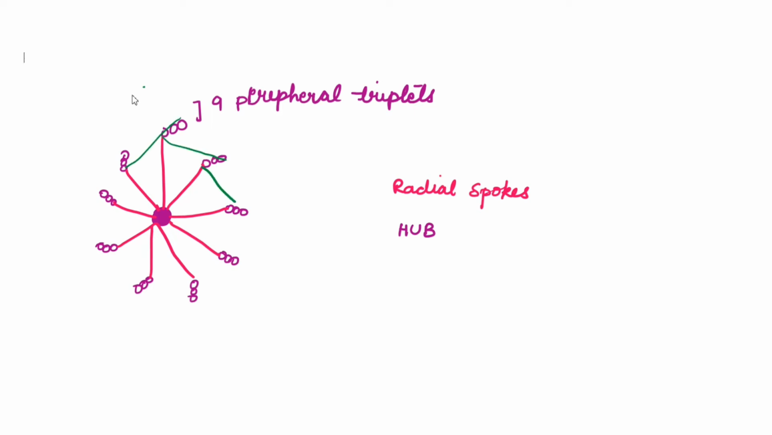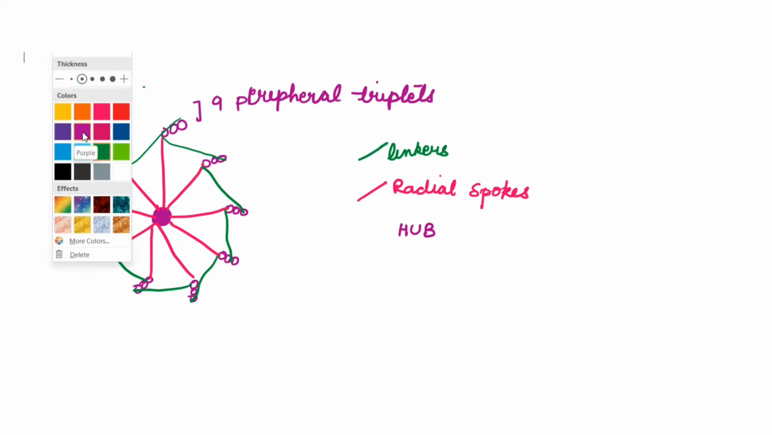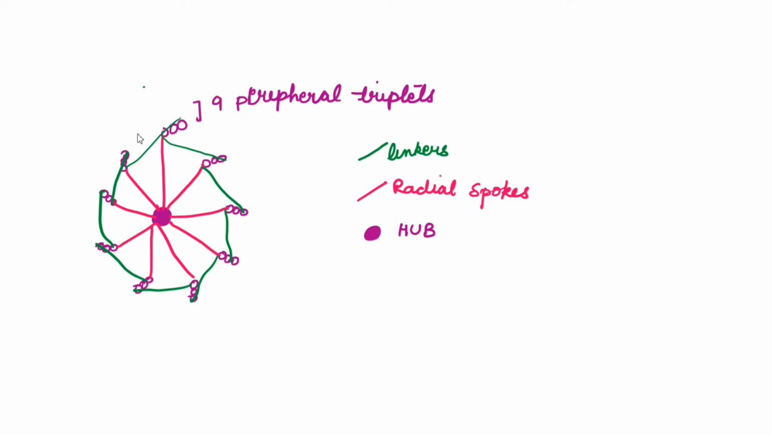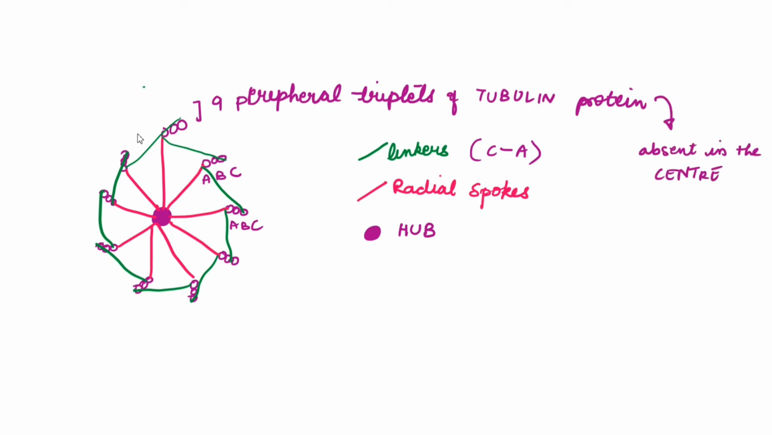I told you there were A and B microtubules, but here it is A, B, C because they are triplets. So the 9 peripheral triplets are made up of tubulin protein, which is absent in the center. Do you see any central microtubule present? No, there is only a hub present. There is no microtubule here. So what is the arrangement, you say? It is a 9 plus 0 arrangement. There is nothing in the center. Understood? 9 peripheral triplets made up of tubulin protein, but the fibrils are absent in the center. There is only a single hub present.